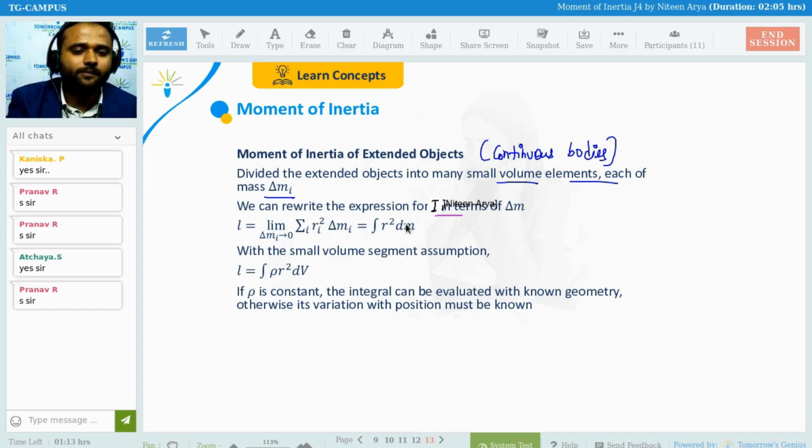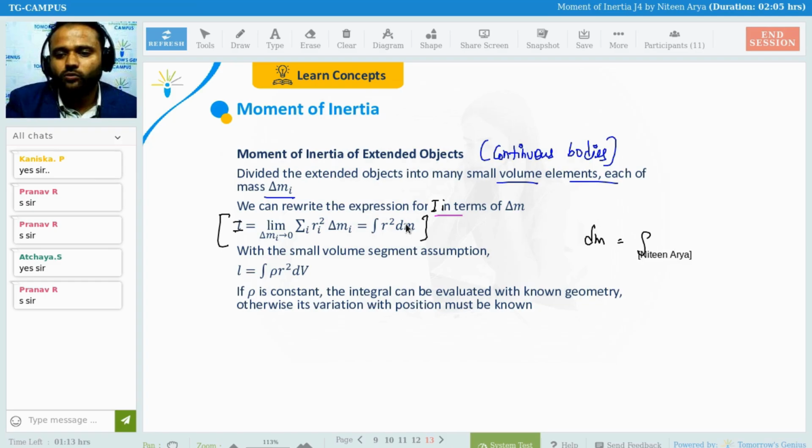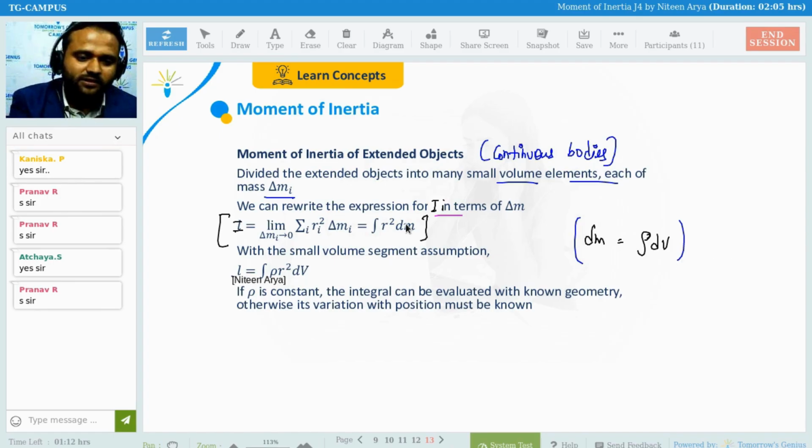In terms of del m, the moment of inertia I, in the limit del m tends to 0, is the way to convert your summation into integration: r square dm. With a small volume segment assumption, dm is rho dV, as I already told you. So you can change this into this, and put this in here.